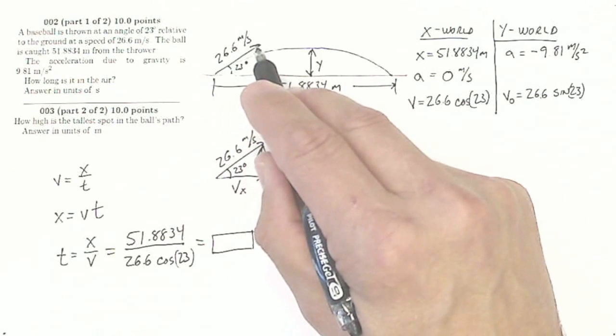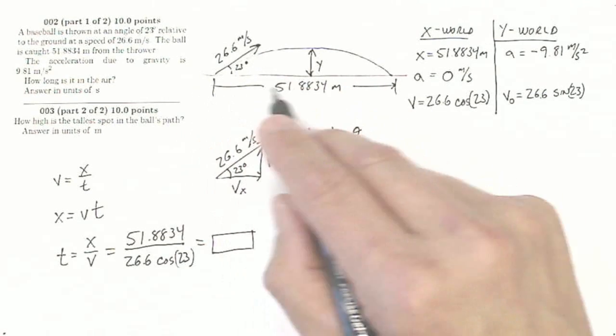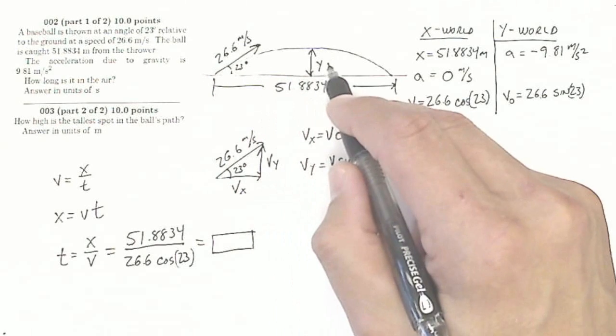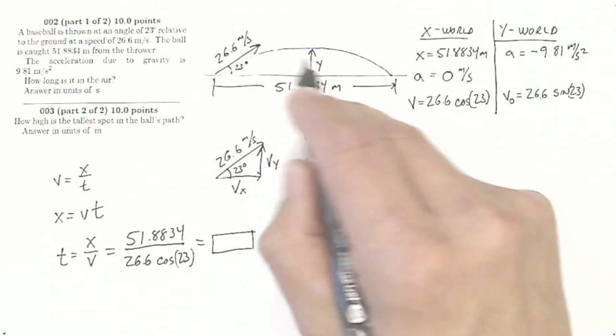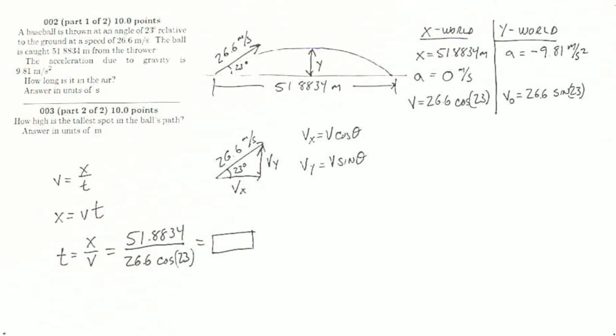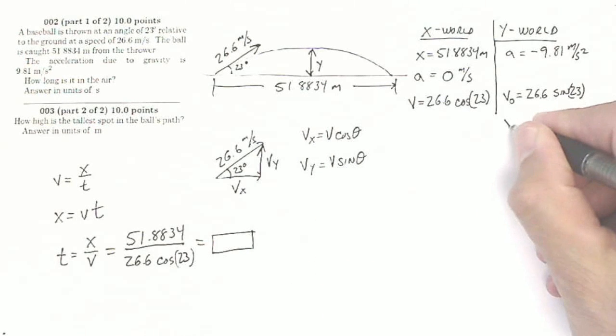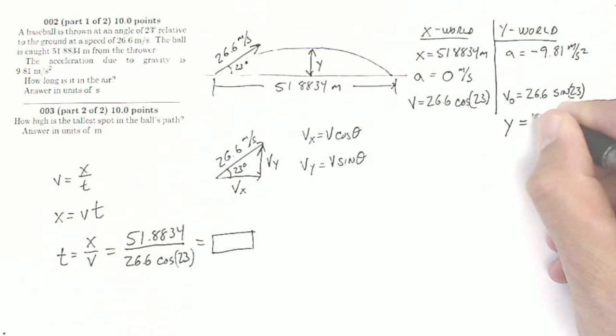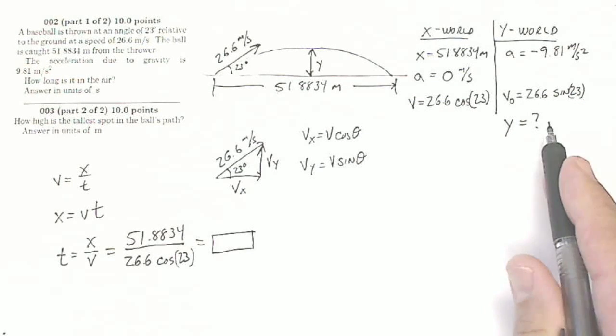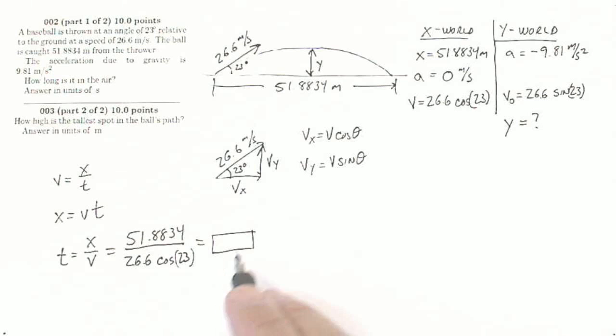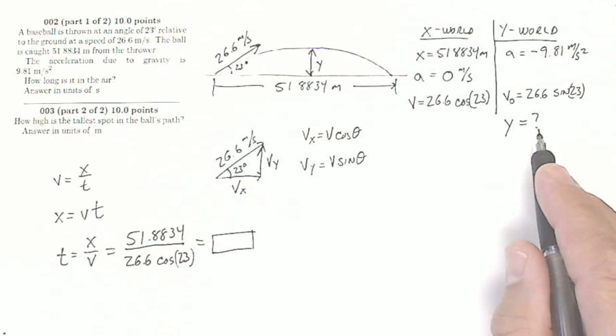Don't think that you can use this meters per second, the 26.6, and draw some sort of triangle, because this is a distance and this is a velocity. They don't belong in the same triangle. So what I need to do is to go to my y world and say, well, how do I figure out my y at this point? I have a couple of options here. I do know the time for the total flight. I know the time here would only be half of that.